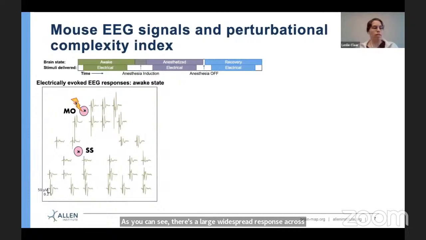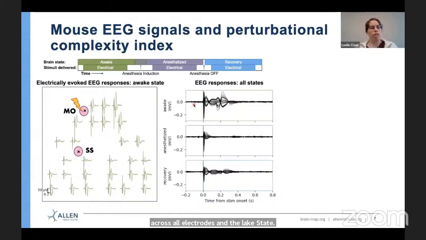Now in this plot, I've collapsed all of the electrodes on top of each other. And here it's easy to appreciate that the signals vary across channels and are also quite variable in time. However, while the mouse is under anesthesia, the response is much simpler. And during recovery, the response is intermediate.